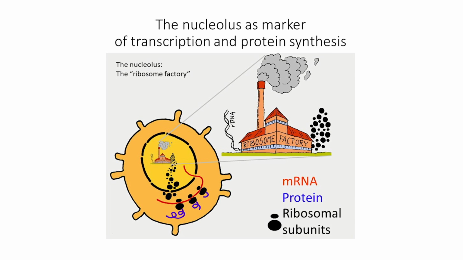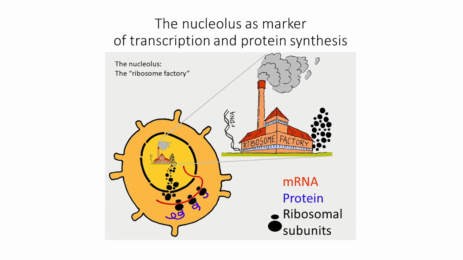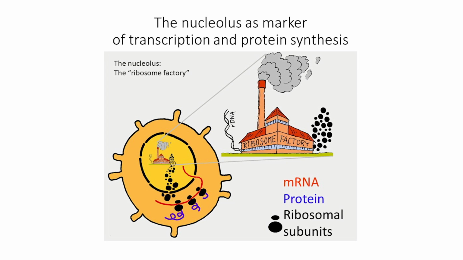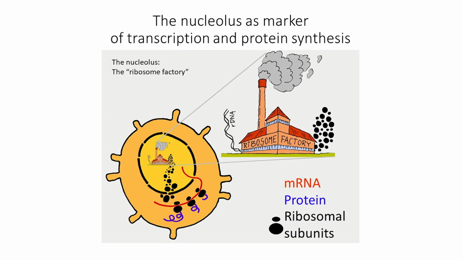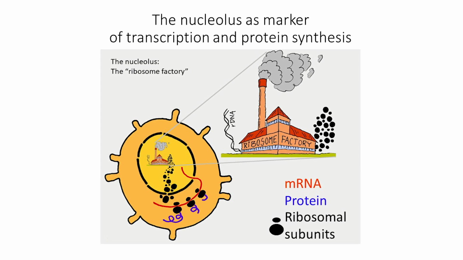Ribosomes are composed of a larger 60S and smaller 40S subunit. The two subunits come together during messenger RNA translation in the cytoplasm. The primary function of ribosomal RNA is in protein synthesis. Thus, the presence of ribosomal transcripts may serve as a marker of transcription and protein synthesis.